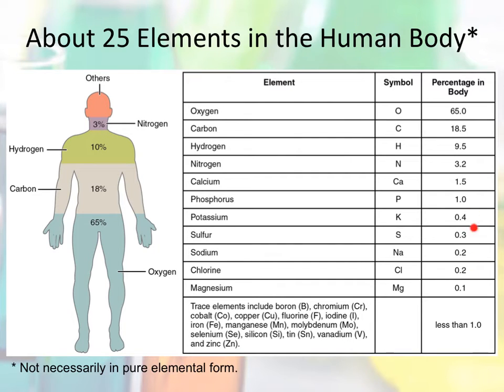The rest are all these little trace elements here. There's a little bit of nitrogen, some calcium in your bones, and then the rest of this is all 1% or less. All of these elements added together, their weight percent is less than 1%. So again, most of your body is these three elements.